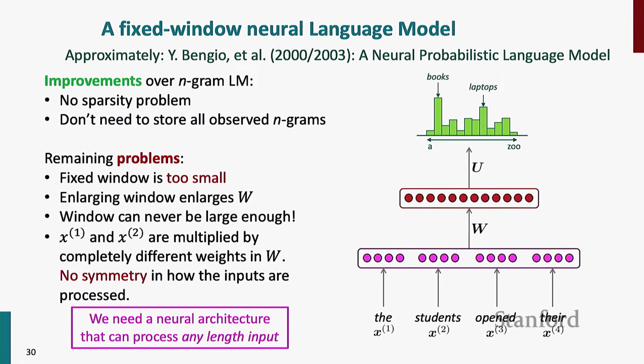But before I do, is everyone basically okay with what a language model is? Yeah. No questions? Okay. Recurrent neural networks.